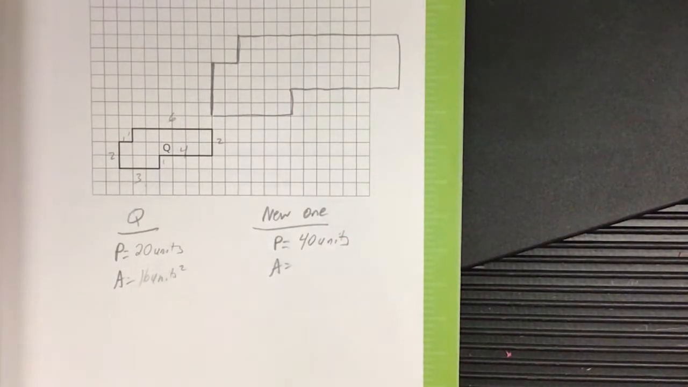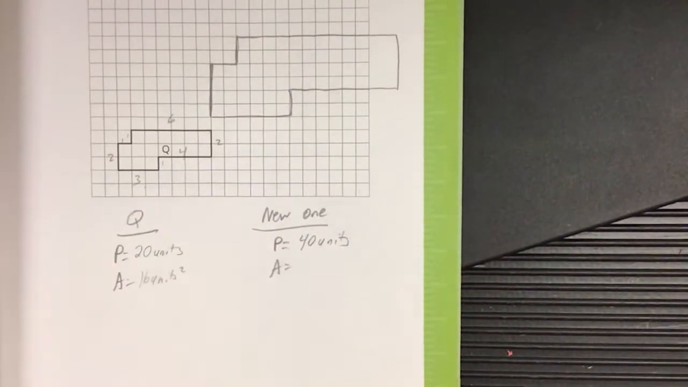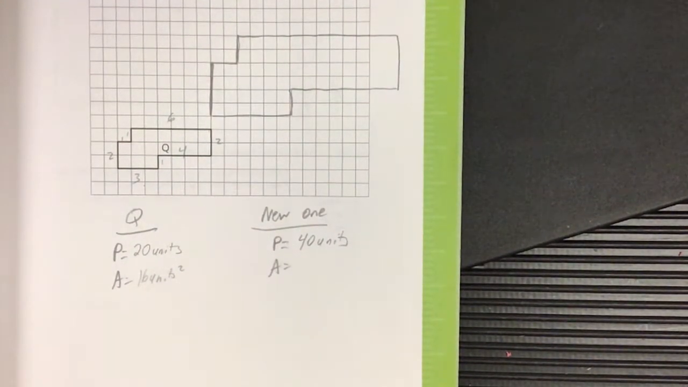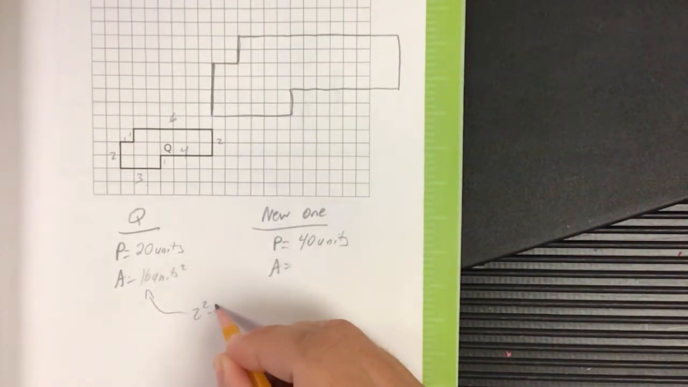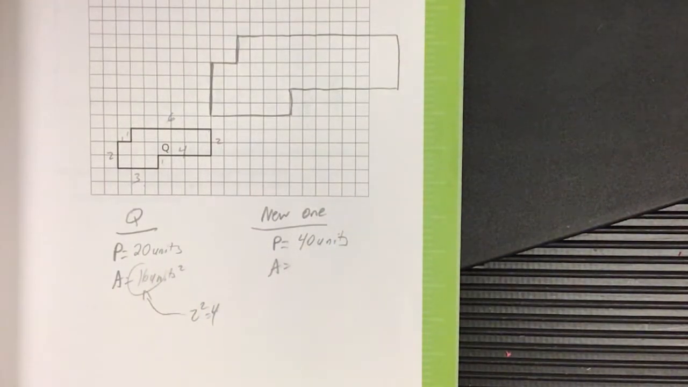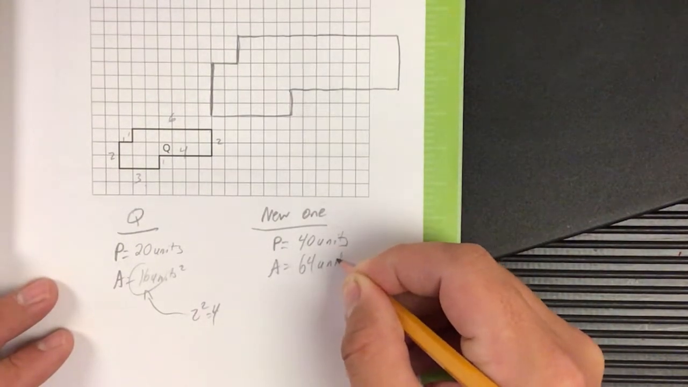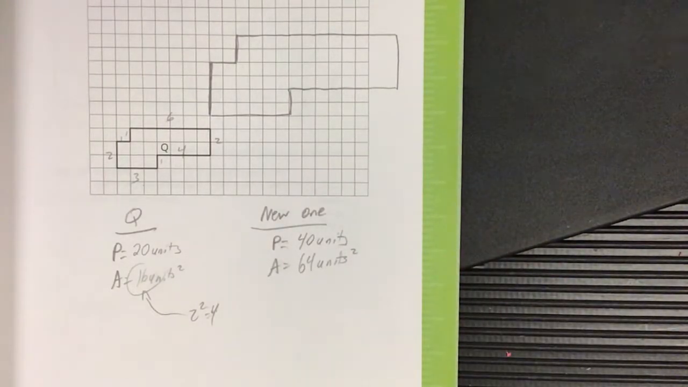Now, we talked about this yesterday. Scale factor of 2. How much did the area increase? Well, what is the scale factor squared? What is 2 squared? 4. So your area is 4 times bigger. Way to remember that is area is always squared. Take the scale factor squared. 2 squared is 4. So 4 times this number. Yes? 64 units squared. That's what I'm looking for in number 1, not just a picture drawn.